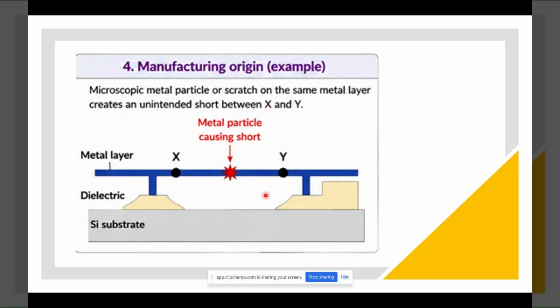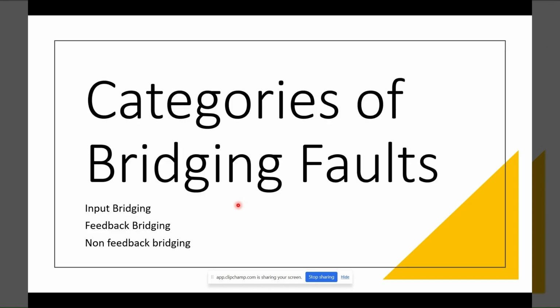This image presents how a manufacturing origin occurs. The metal particle causes a short between the nets. Actually there is no short over here, but the occurrence of a metal particle may result in a short between the two different nets. So this is how the error occurs during manufacturing, by a metal particle or an unintended short, or the error may also occur during layout. So these were the causes of bridging fault.